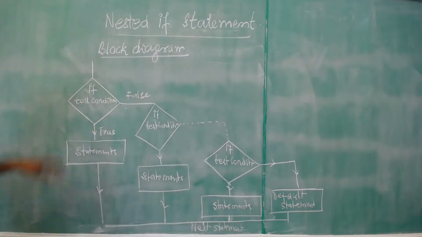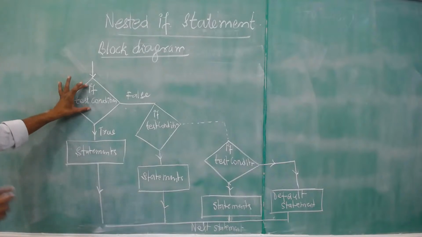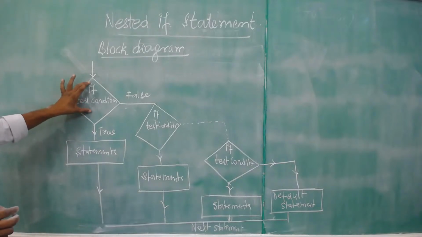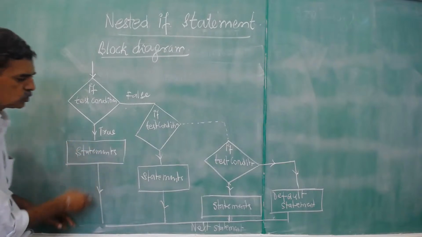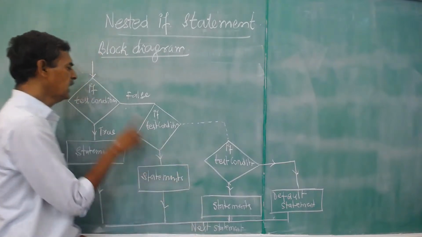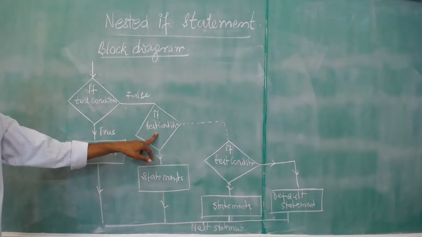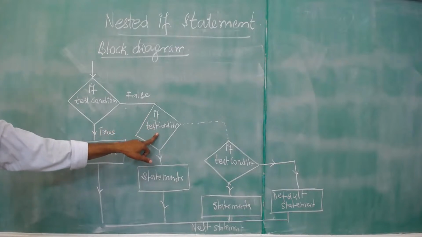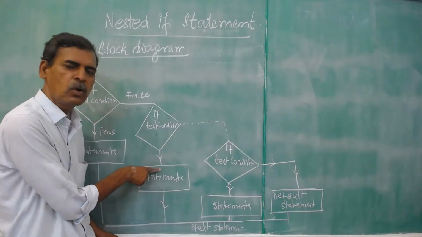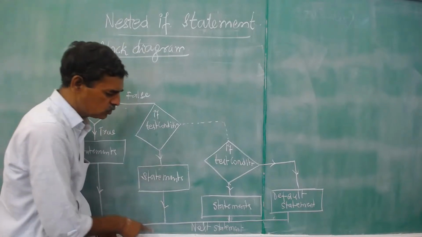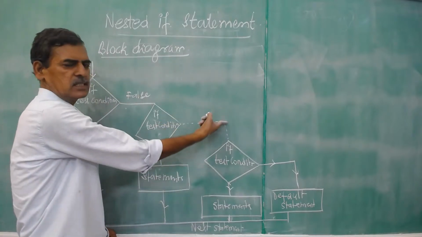Okay, look here. First, when the control comes here, it tests the test condition. If test condition is true, then statements in this block are executed. Then it goes to next statement. If test condition is false, it goes to second test condition. If second test condition is true, then statements in this block are executed. Then it goes to next statement. If this test condition is false, it goes to next test condition.